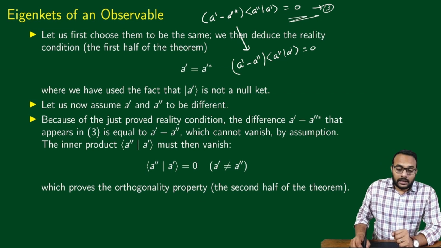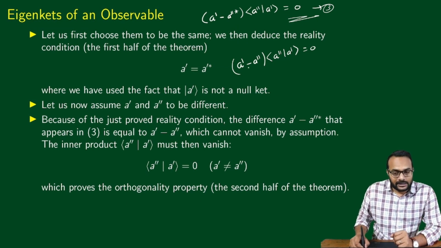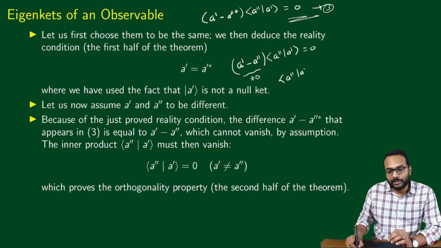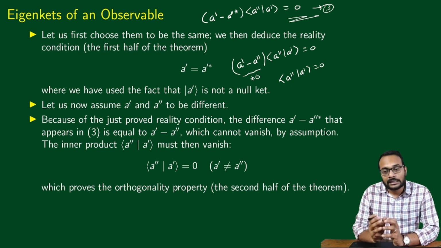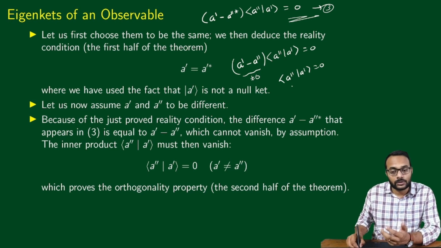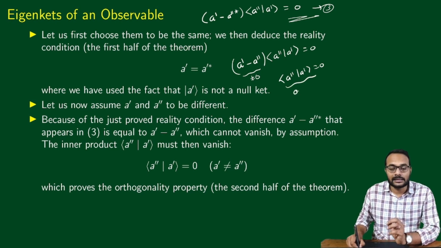Now let's take the case where these are different. If A prime and A double prime are different eigenvalues, they are not equal, then this cannot be equal to 0. That means that bracket A double prime A prime is equal to 0. In other words, the eigenvectors corresponding to different eigenvalues of a Hermitian operator are orthogonal. If the inner product between two vectors is 0, we say that these two vectors are orthogonal. This is the orthogonality condition.